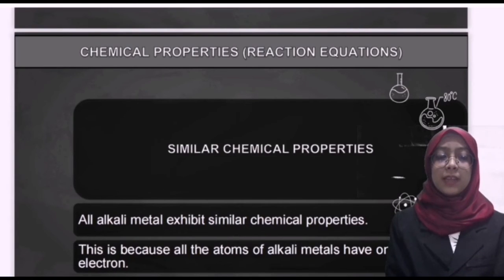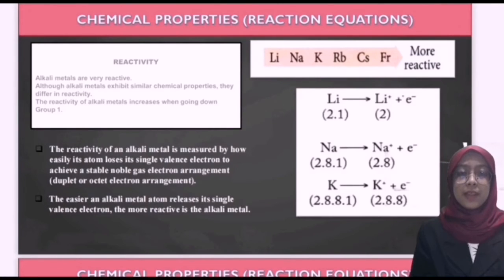All alkali metals exhibit similar chemical properties. This is because all the atoms of alkali metals have one valence electron. Alkali metals are very reactive. Although alkali metals exhibit similar chemical properties, they differ in reactivity. The reactivity of alkali metals increases when going down group 1.